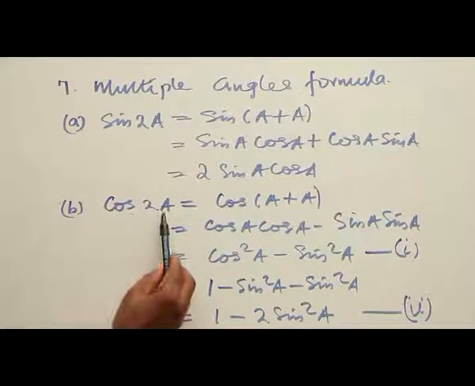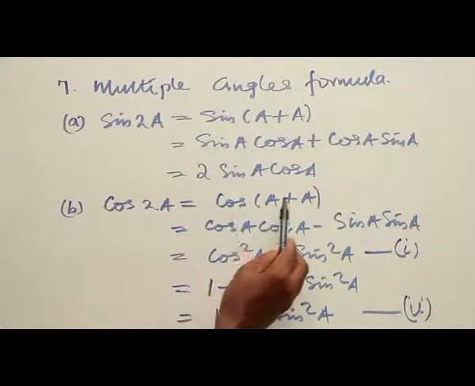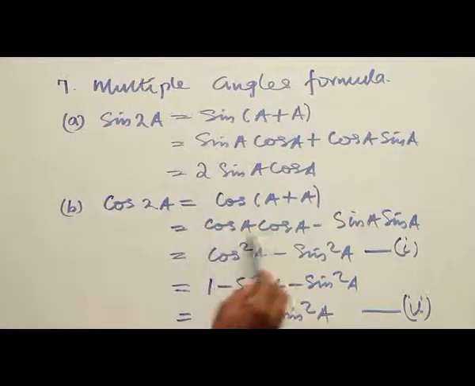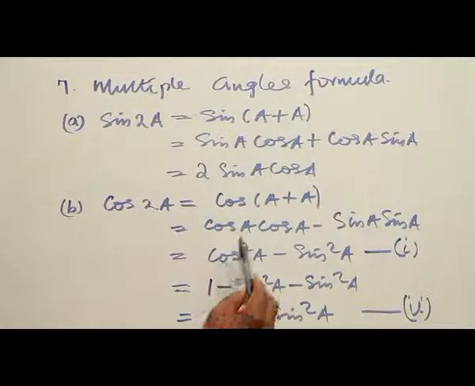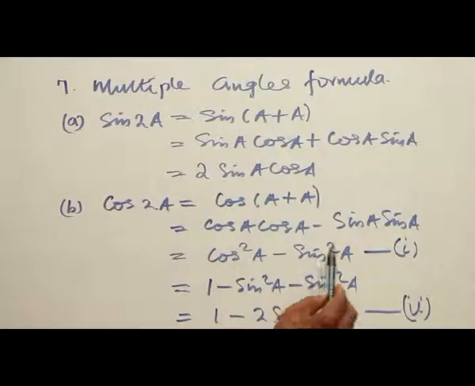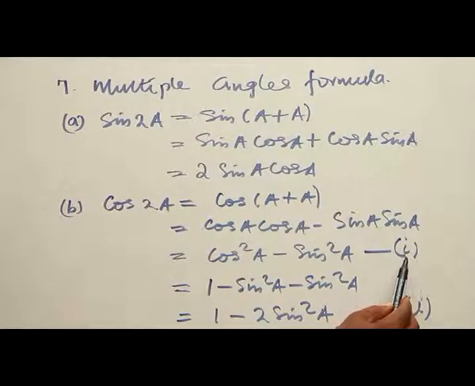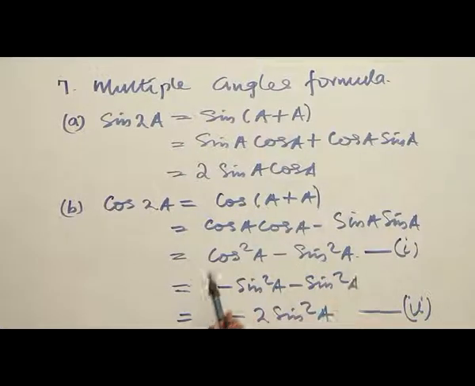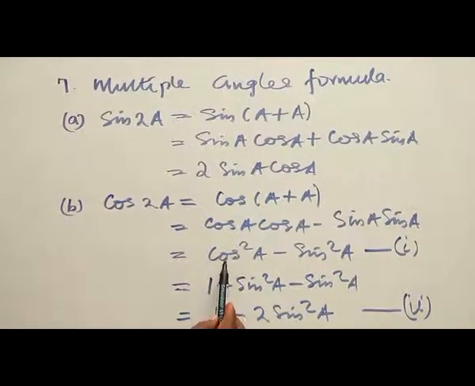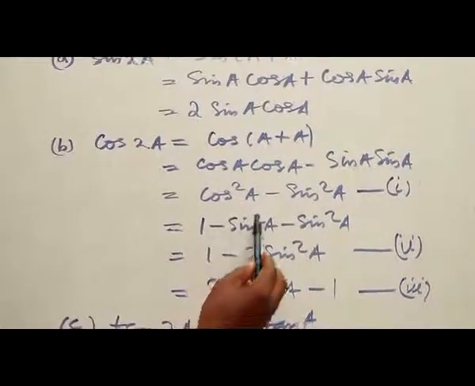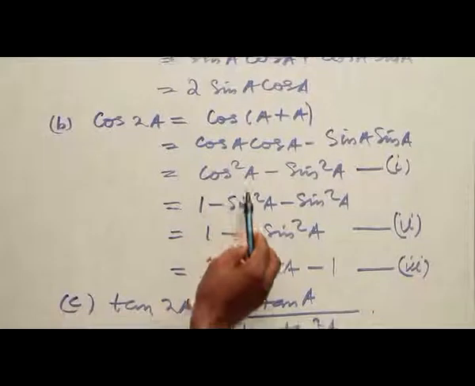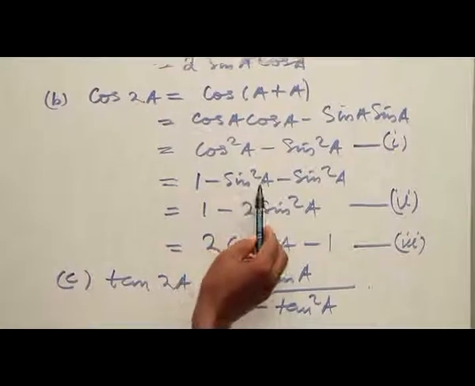B, cos 2A, the same thing as cos A plus A. Expanding, we have cos A cos A minus sin A sin A. And this will give you cos squared A minus sin squared A. One of the equations is the identity from before. Secondly, we can go further and expand this. Another identity that represents this is 1 minus sin squared A. Cos squared A is the same thing as 1 minus sin squared A.